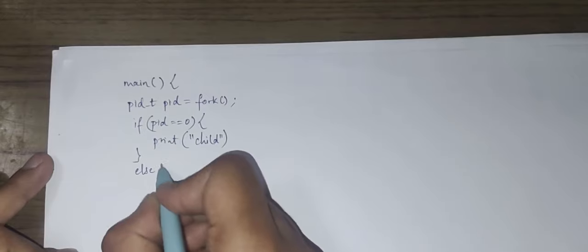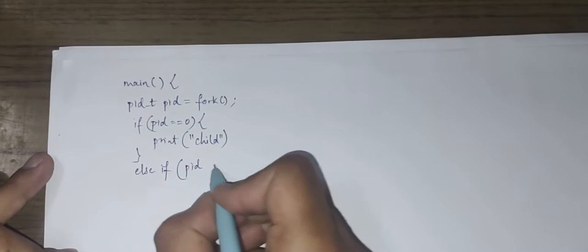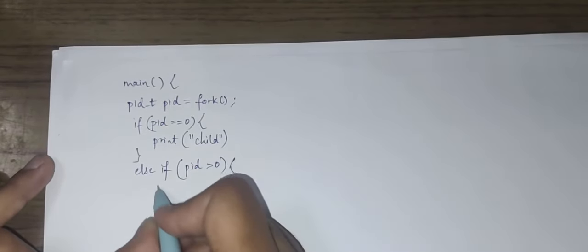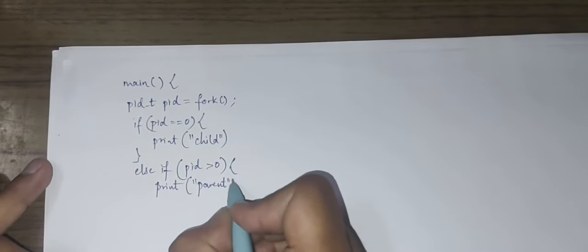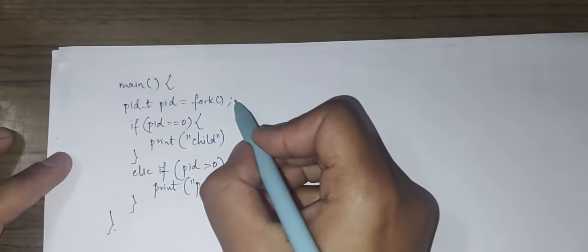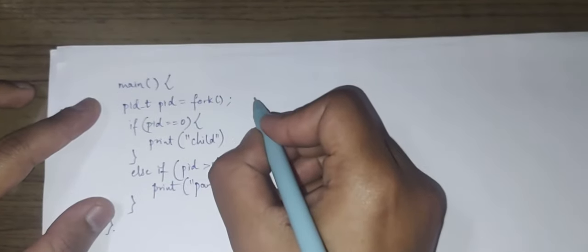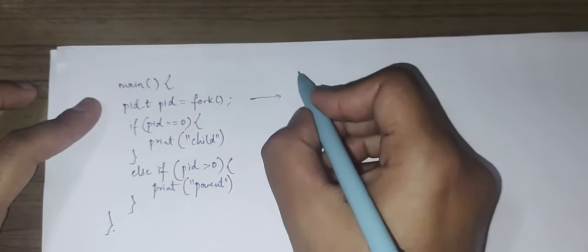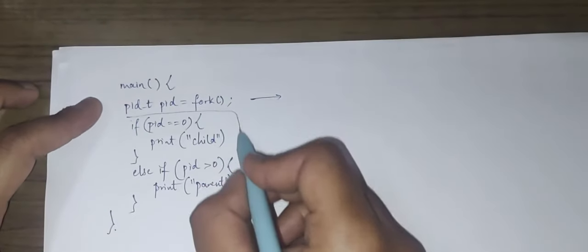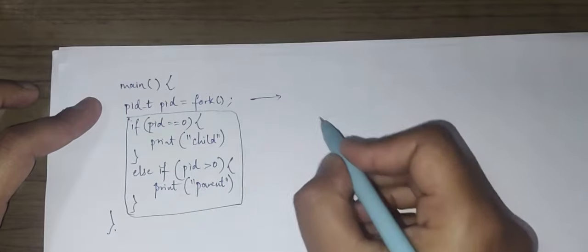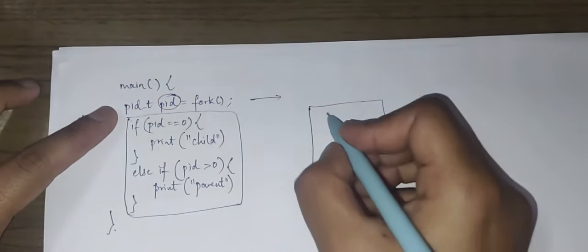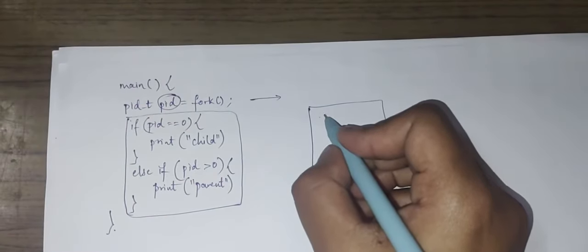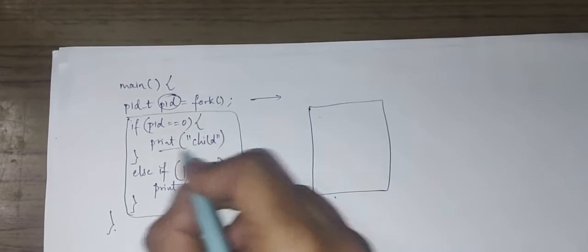If it is some value greater than zero, this means the parent is running. So if we run this particular function, what would happen is first fork gets created. As soon as fork gets created, there will be a duplicate process created, and it would have this part. Now we'll have this PID value. So assuming the PID value came to be zero, then we'll go ahead and print child.